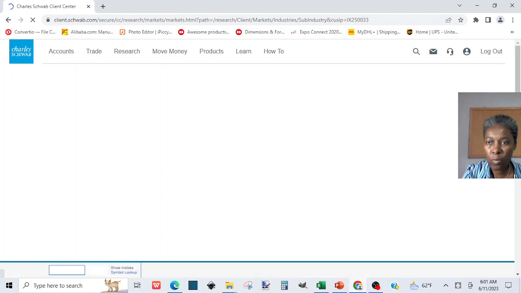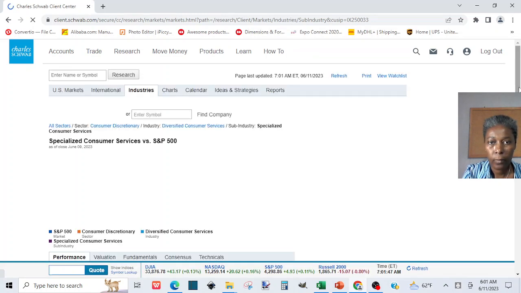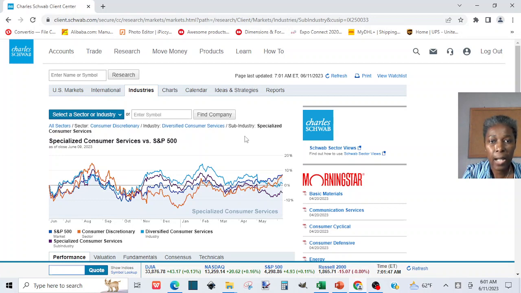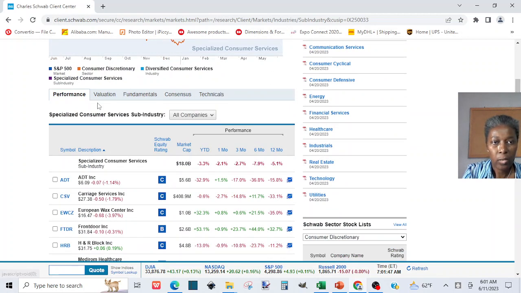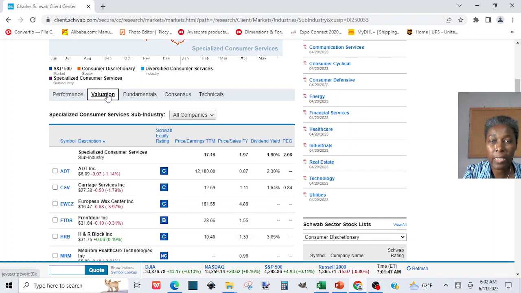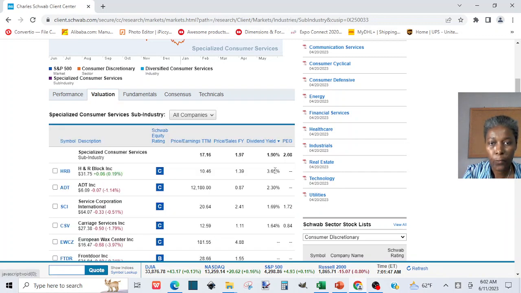And under Specialized Consumer Services, we will find the companies that are in the sub-industry. So now that we scroll down to the companies, those are the companies classified under the Specialized Consumer Services sub-industry. We are going to click on Valuation so that we can see the dividend rates. So we are going to click on the dividend yield so that we can sort it from the highest to the lowest. And here we have one that made it through 3% plus rates, and that's H&R Block.